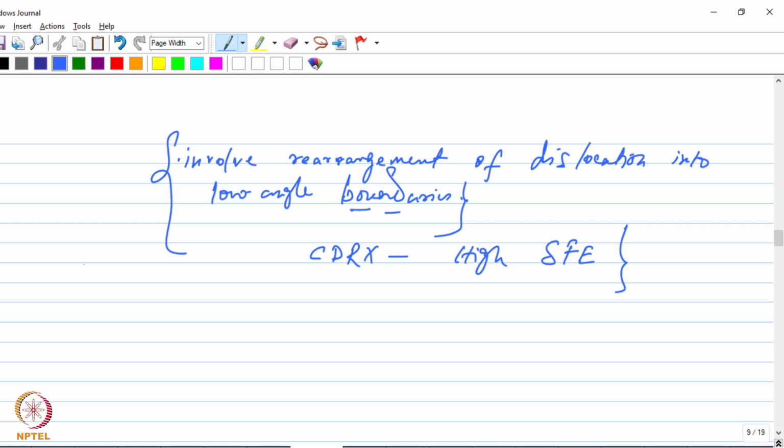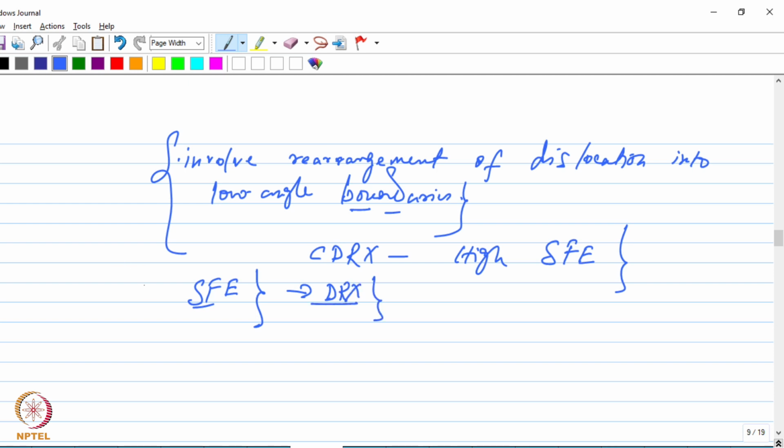So DDRX, we have seen, is more prevalent for low stacking fault energy materials, but CDRX, on the other hand, will be more dominant in materials having high stacking fault energy, because here you need the cross slip to occur. Okay.